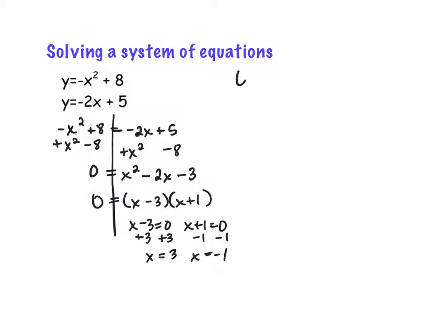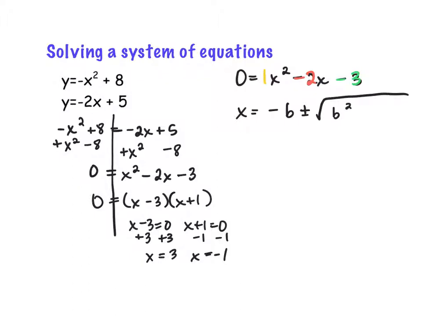In this particular case, if I have 0 equals x squared minus 2x minus 3, I have 1 for my a value. Anytime there's not a number there, that's a 1. Negative 2 for my b value, and negative 3 for my c value. So x equals negative b plus or minus the square root of b squared minus 4ac, and I'm leaving space because I'm going to erase and plug in, all divided by 2a.